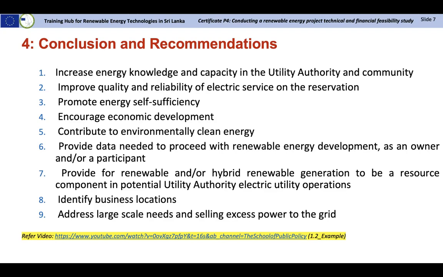projects in relation to these energy power plants, and then address large scale needs and sell excess power to the national grid. So you will have a basic understanding about the project feasibility study. Also, you can refer to this YouTube video and get some more ideas about the project feasibility study.